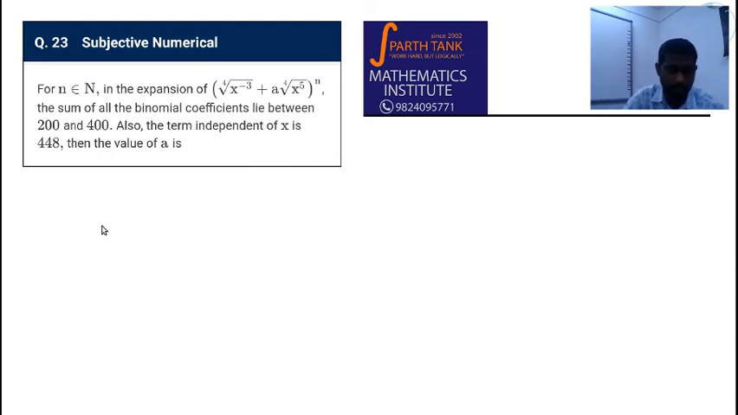Question number 23. For n belonging to natural numbers, in the expansion of the 4th root of x power minus 3, that is, I can write this as x power minus 3 by 4, plus a times the 4th root of x power 5, that is x to the power 5 by 4.